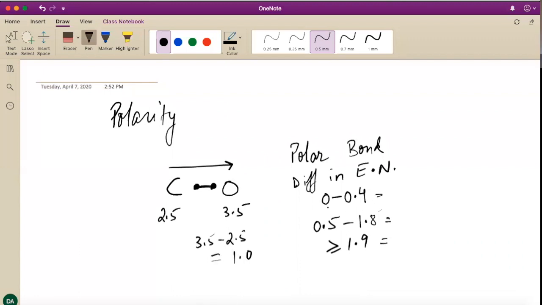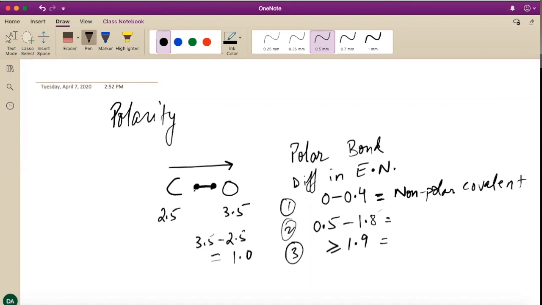Now tell me, where does that fall? Second one. It falls under the second one, right? So our CO bond falls here. Now, what are these bonds called? So guys, look here now. When you're going to complete this table, when the difference is between 0 to 0.4, when the difference in electronegativity is very little, we call those bonds non-polar bonds. It's a non-polar covalent bond. It's still a covalent bond, but it's non-polar.